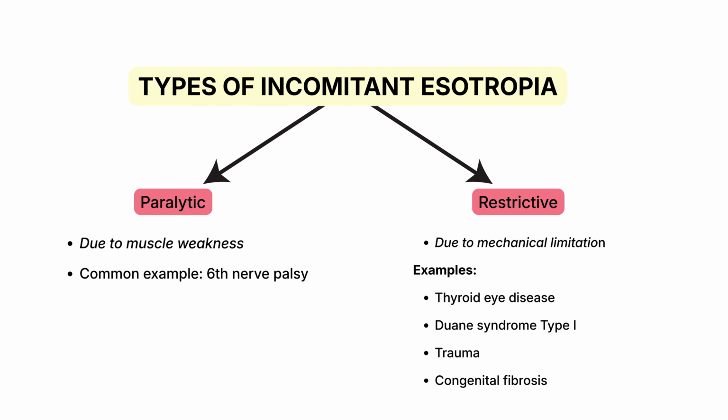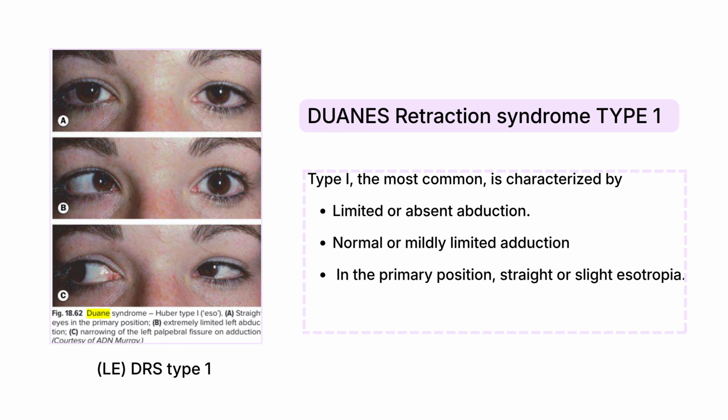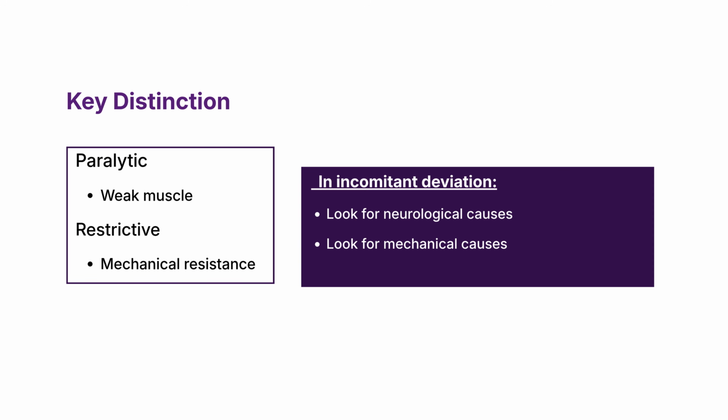Restrictive causes of incomitant esotropia are due to mechanical limitation. These are seen in thyroid eye disease, Duane syndrome type 1, and also post-trauma and congenital fibrosis of the extraocular muscles. Duane's retraction syndrome type 1 can be identified with limitation of abduction, narrowing of the palpebral fissure on adduction, and esotropia in the primary position. Once a deviation is identified as incomitant, the evaluation is directed towards identifying neurological or mechanical causes of the deviation.